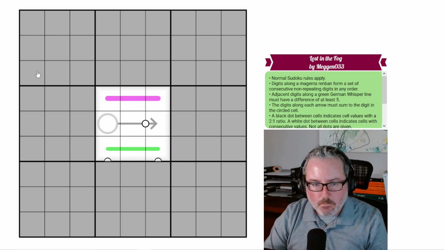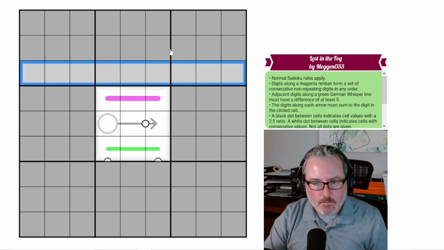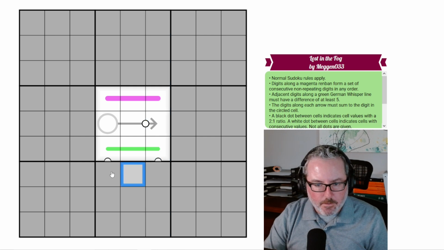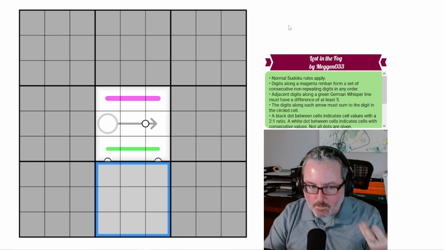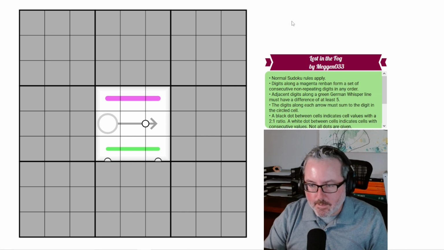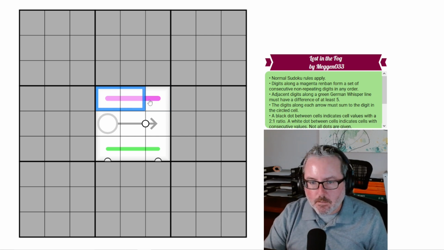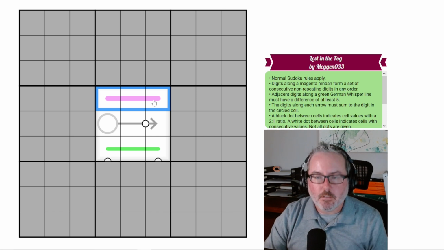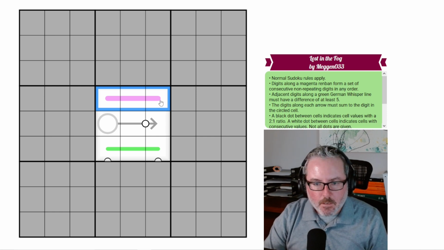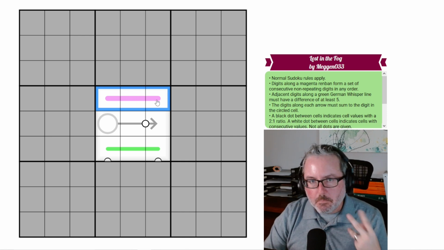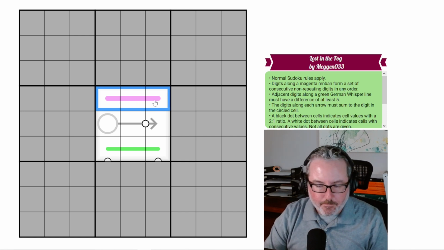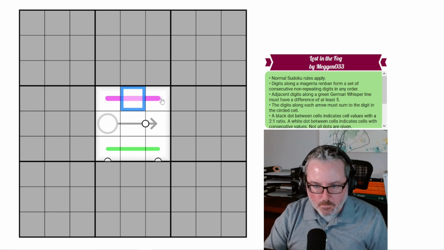So we've got normal Sudoku rules apply. Every row, every column and every 3x3 box must contain the digits 1 through 9 once each. We're all very aware of that at this stage. Digits along a magenta Renban form a set of consecutive non-repeating digits in any order. So we do have one visible in our non-fogged area at the moment. What that means is this pink or purple or magenta line, these three digits must be consecutive and non-repeating, but they do not have to be in a specific order.